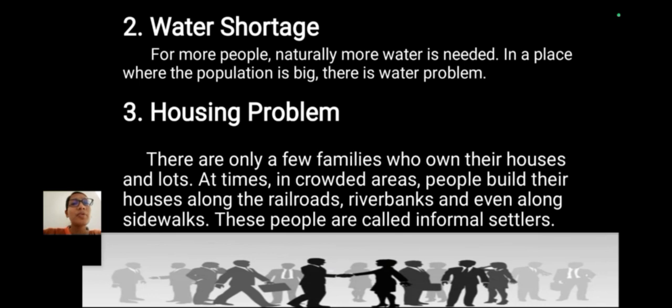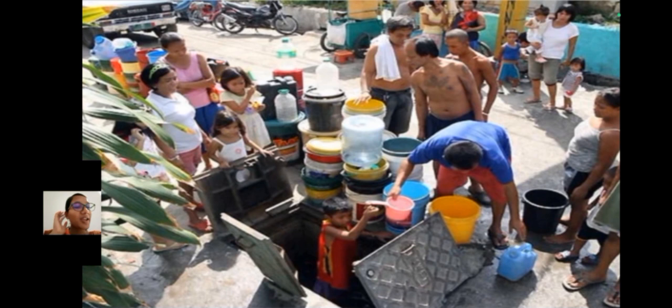Water shortage. For more people, naturally more water is needed. In a place where the population is big, there is water problem. Obviously, more people need more water, so it may cause water lackings. Housing problem. There are only a few families who own their houses and lots. At times, in crowded areas, people build their houses along the railroads, river banks, and even along sidewalks. These people are called informal settlers. Here we can see a man supplying water to the children and others.